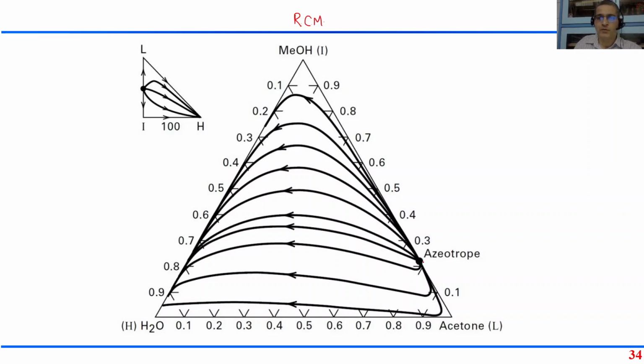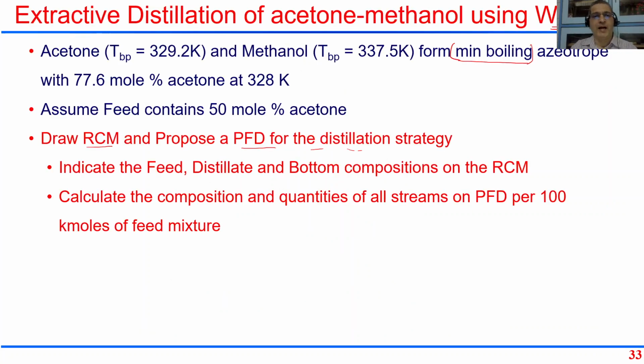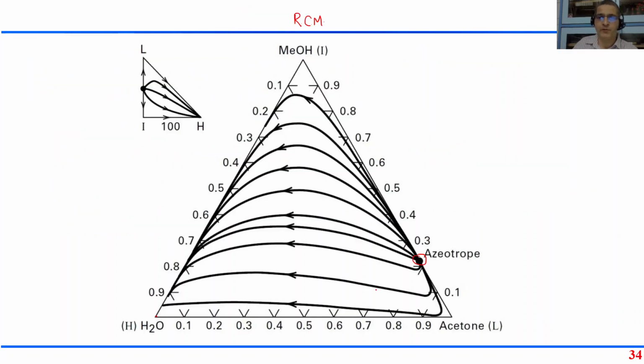You see the minimum boiling azeotrope, and you see the water. If we add water here, this is the residue curve map. This is how we had got it, and you would have been able to get it again. Now let's start using it. Now what do I have? I have a feed which is 50 mole percent acetone. That means our feed is somewhere here. So this is 0.5. This is our feed.